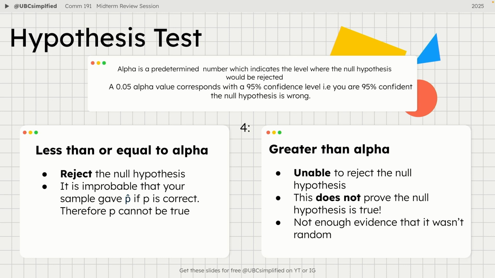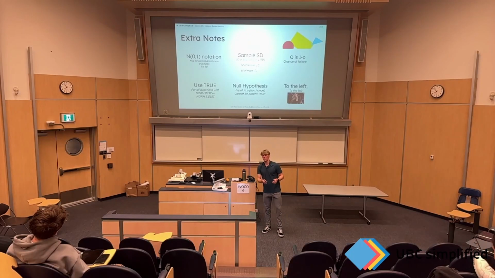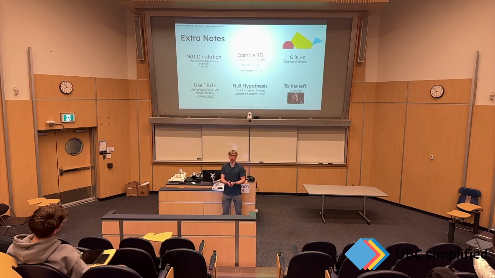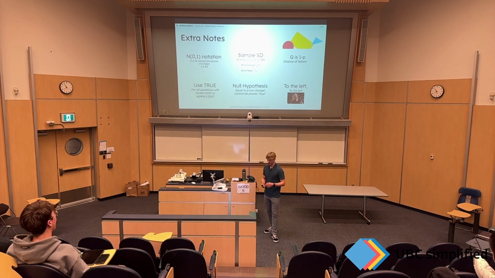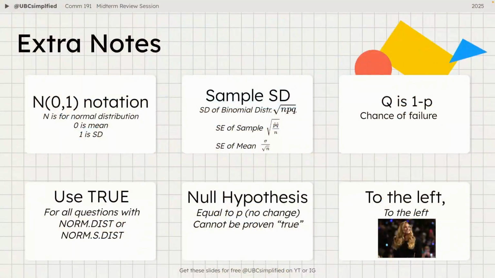And then just a few extra notes. Sometimes for notation, it'll be like this, N(0,1), which just means it's normal distribution. The 0 is the mean and 1 is the standard deviation. So that's for z-scores or for anything else. And then once again, remember, for samples, standard deviation. So the standard deviation for population is just the square root of n times p times q. But then your standard error, for a sample, is basically the square root of p-hat q-hat over n. And that's derived from the formula that we went through. And then q is just 1 minus p. This is chance of failure.